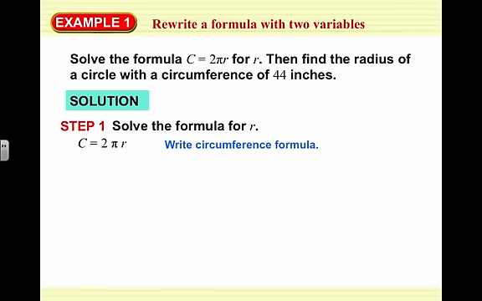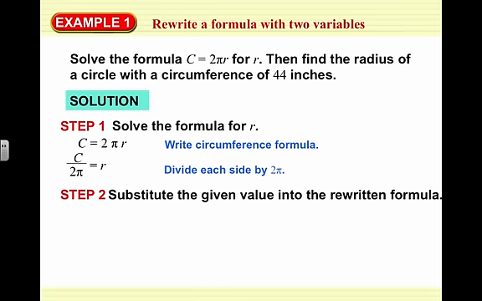We're going to write down the formula as it was given to us, C equals 2 times pi times r. So we're going to undo everything being done to r. So we're going to divide both sides by 2 pi. So C over 2 pi equals r. So that is one part of our solution. The second part of our solution is going to be when we substitute the given value into the rewritten formula. So we're going to substitute 44 for C and then simplify.